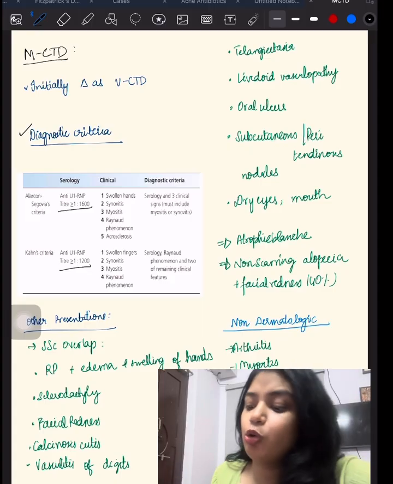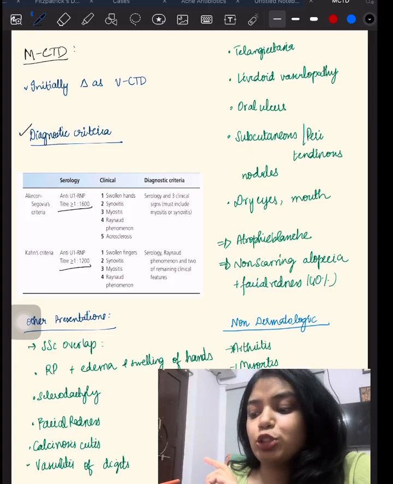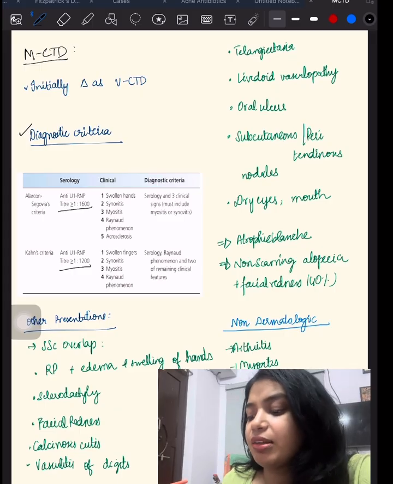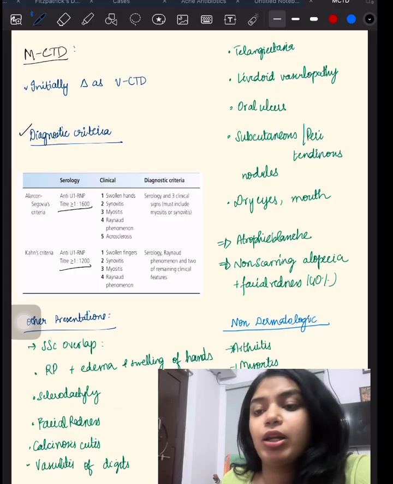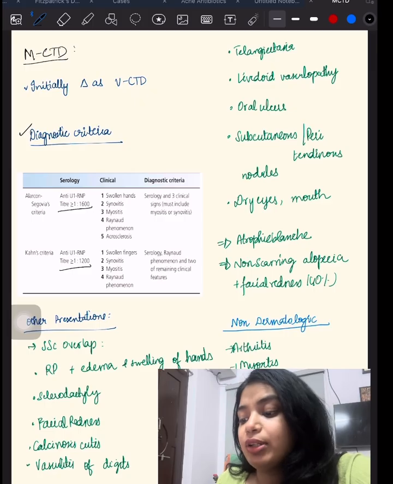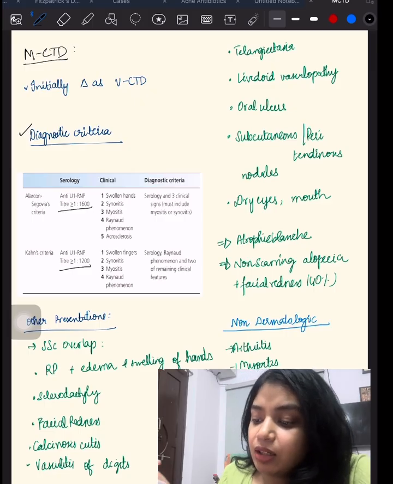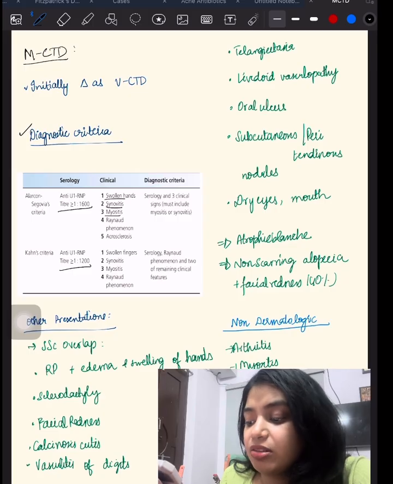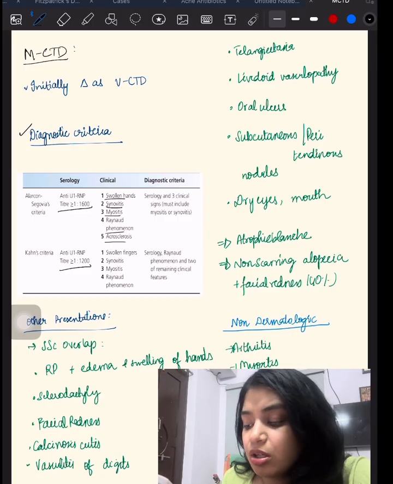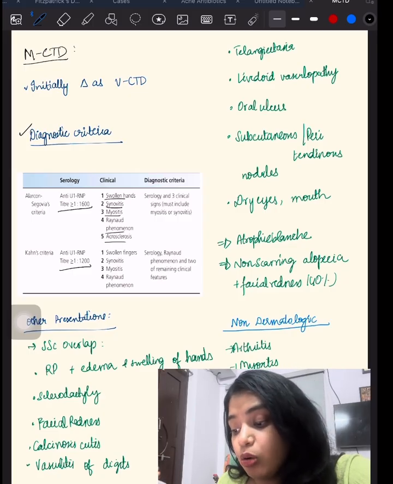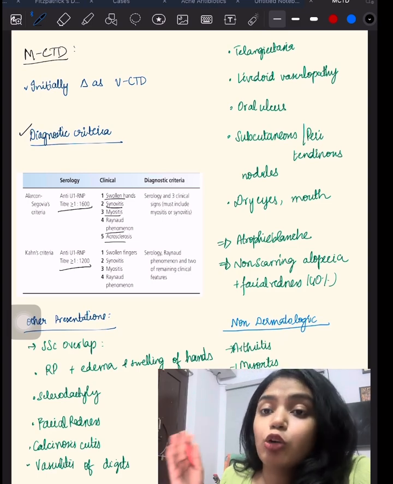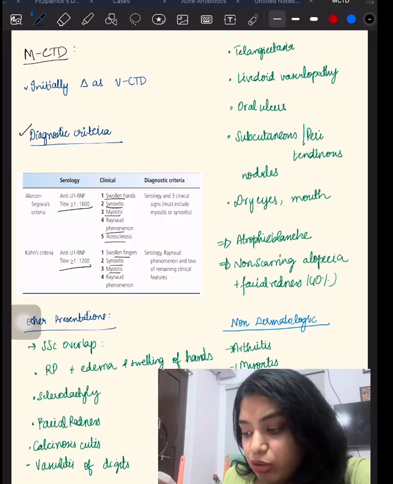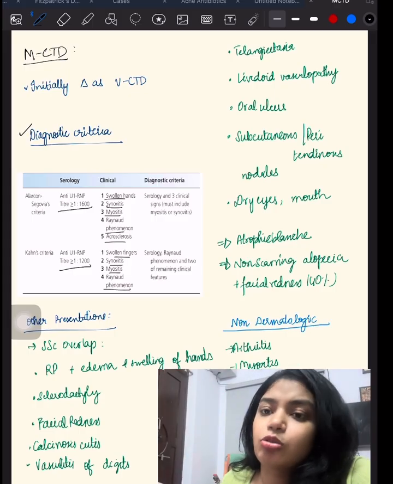So in the Alarcon-Segovia criteria, the titer should be at least 1:1600 dilution, and in Kahn's criteria it is 1:1200 only. Now coming to the clinical features, in Alarcon's criteria we find swollen hands, synovitis, myositis, Raynaud's phenomenon, and acrosclerosis. In Kahn's criteria we also find swollen fingers, not whole hands, synovitis, myositis, Raynaud's phenomenon. Only sclerosis is not there.